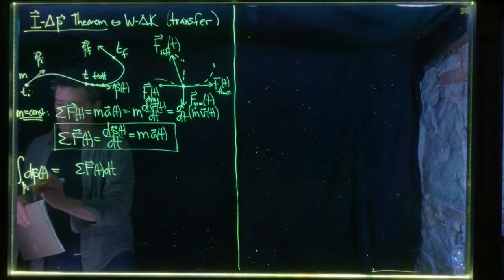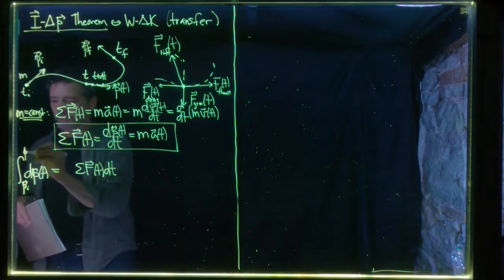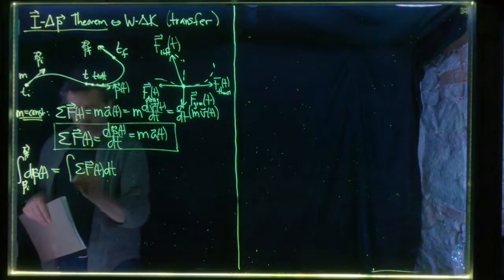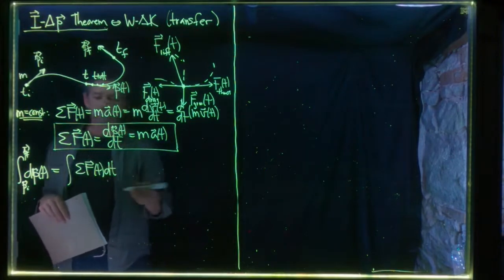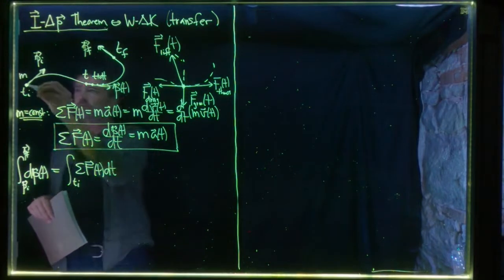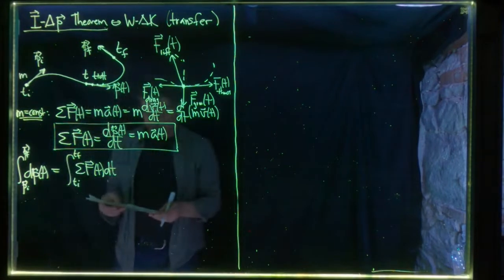The left-hand side is integrated from the initial momentum of the airplane to the final momentum of the airplane, which is this guy. And that's equal to an integral, a sum of the net force times dt. So we're integrating that. The integration variable is time. We're integrating that from t initial to t final.